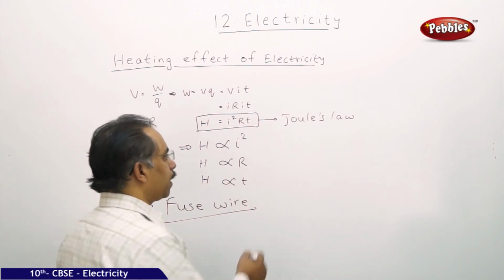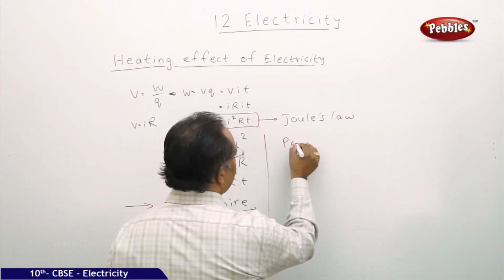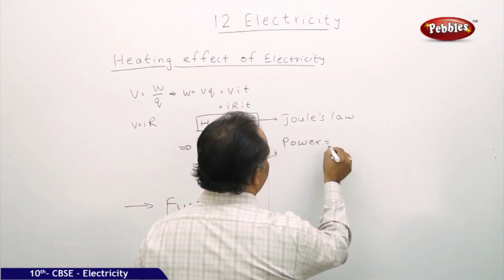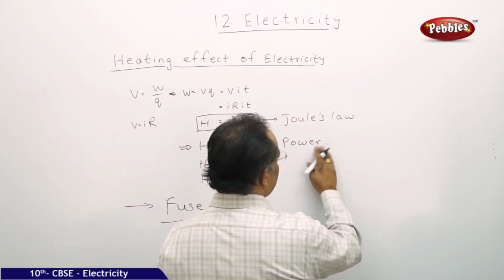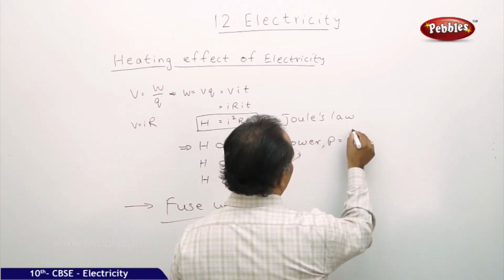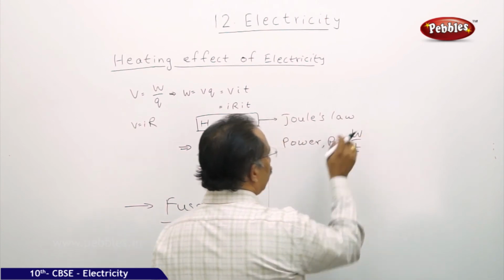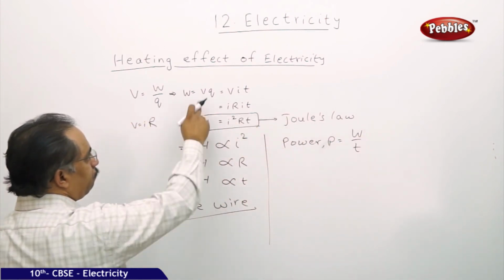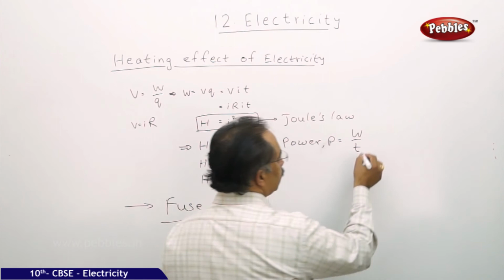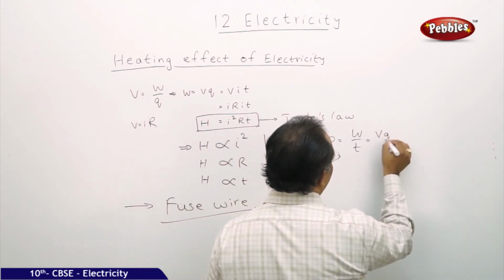Okay. How do you calculate what is electric power? Power is nothing but work done by time taken. I can write this power as P is equal to work done by time taken. Whatever work you are doing over here is nothing but V into Q. I can write it as this is equal to V into Q divided by T.